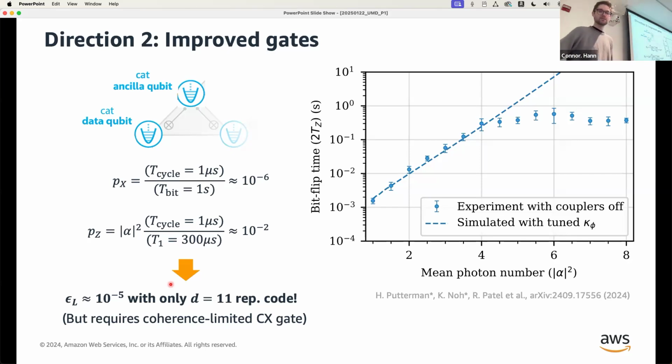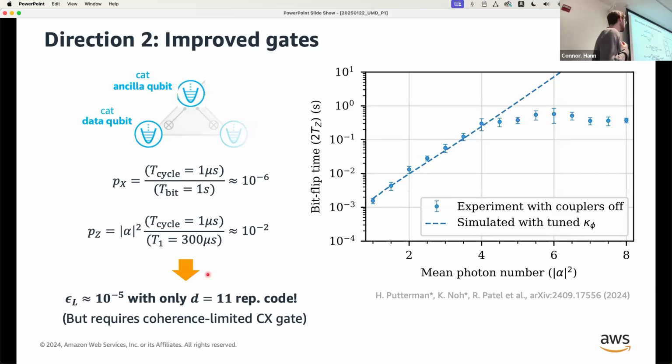And so, there's a lot of potential appeal here in terms of really leveraging these high performance cat qubits. Now, there's a big caveat here, which is that we don't actually know a way to perform a CX gate between cat qubits that is limited just by the coherence of the cat qubits. There are proposals to implement these gates, but they come with significant additional control error.